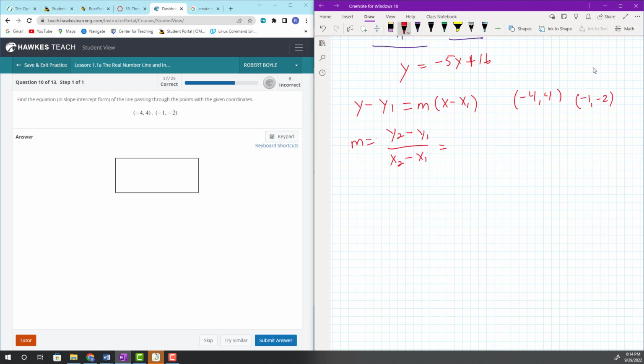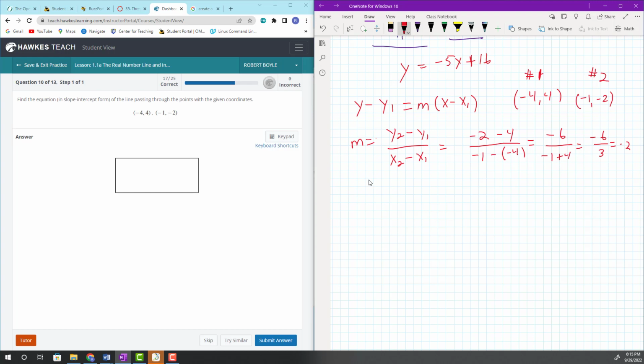Let's call this point 2. Let's call this point 1. Don't know if that's the smartest move, but I guess we're going to find out. Okay, so y2 is going to be negative 2 minus y1, which is 4, divided by x2, which is negative 1, minus x1, which is negative 4. That will be negative 6 divided by negative 1 plus 4. That is going to be negative 6 divided by 3, which will give us negative 2.